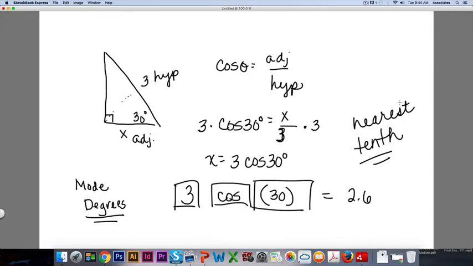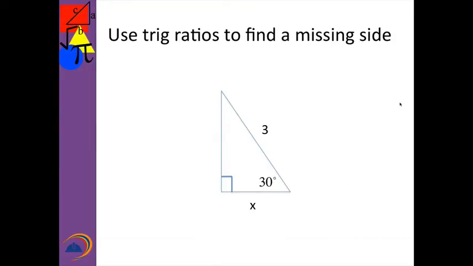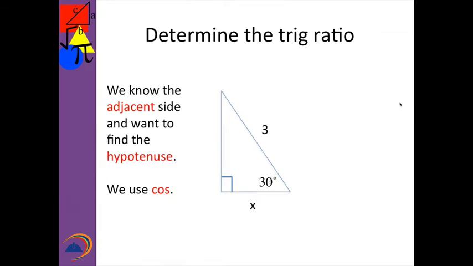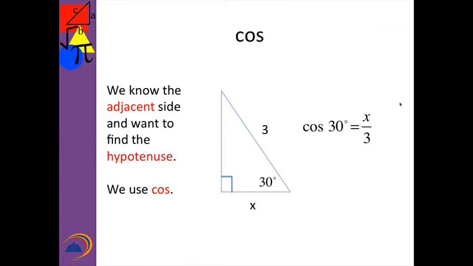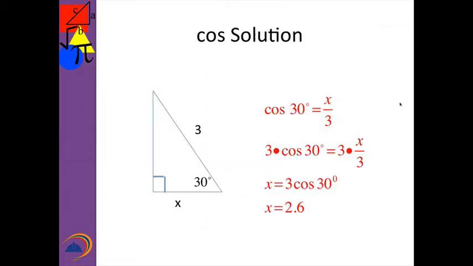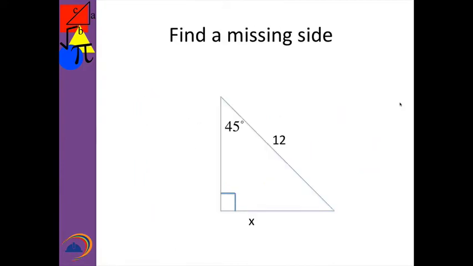Welcome back. Let's go back to our PowerPoint and walk it through. We know the adjacent side and we want to find... no, that's wrong. We know the hypotenuse and we want to find the adjacent side. So we use cosine. I will fix that on the next one. Now, I set it up properly, I solved it and got the right answer. So let's go on to the next one.